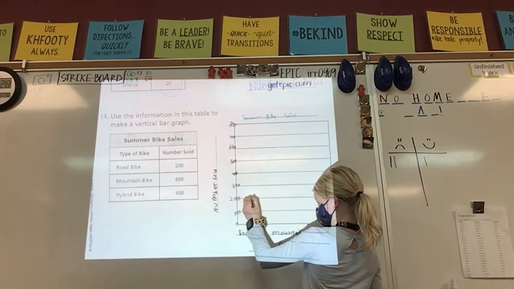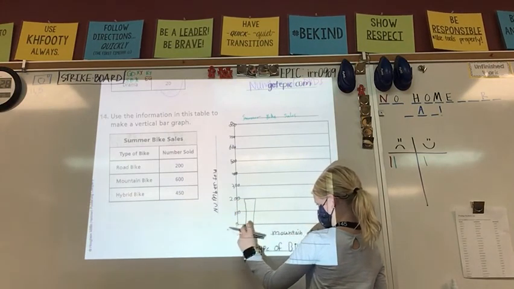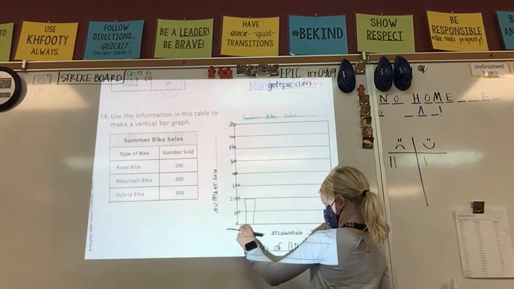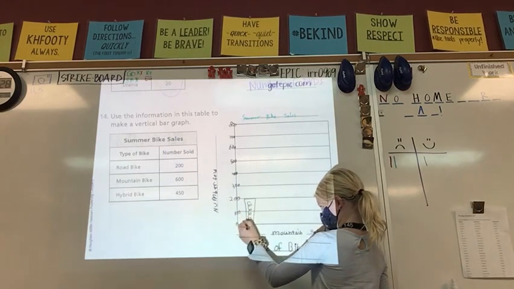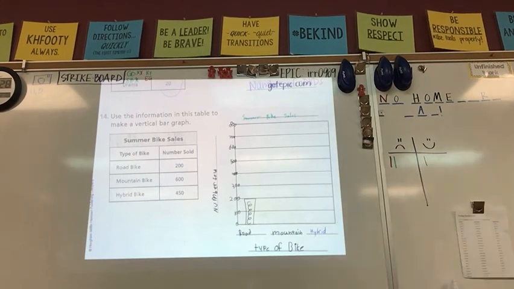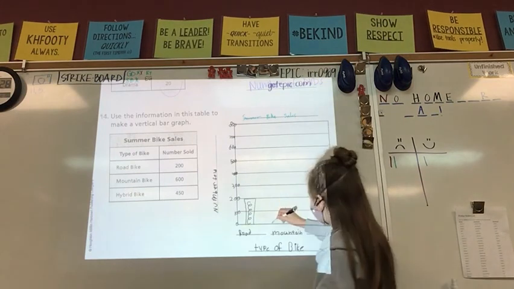Put that cursor away, because right now we're in the middle. Who would like to draw my bar for my 600 mountain bikes? Olivia? And my 450 hybrid bikes. Allie, have you drawn anything on the board yet? Go ahead. You can do my hybrid bikes.